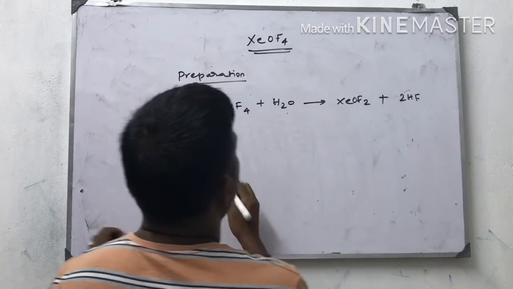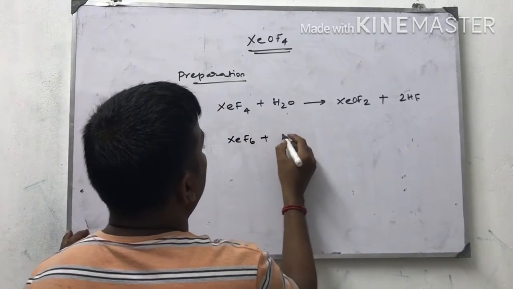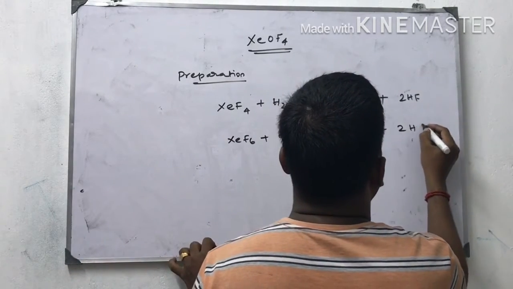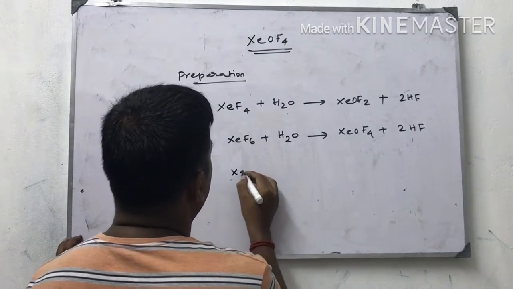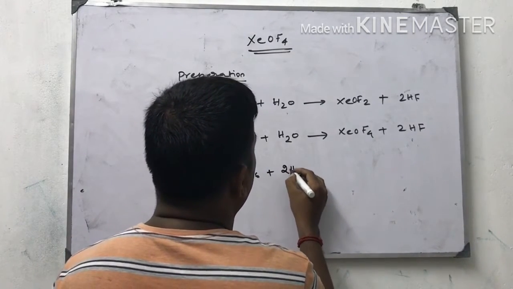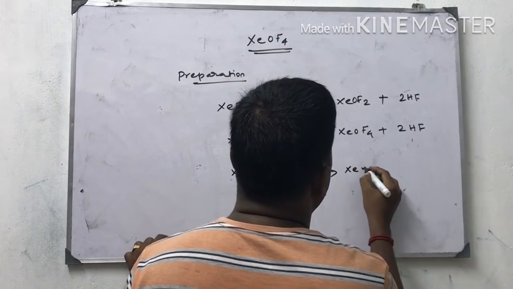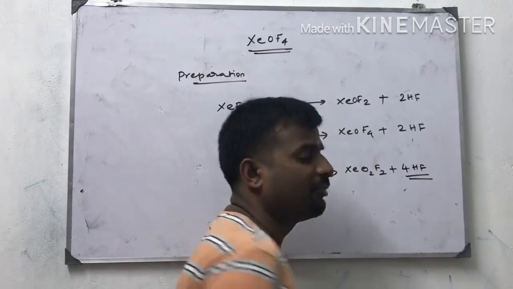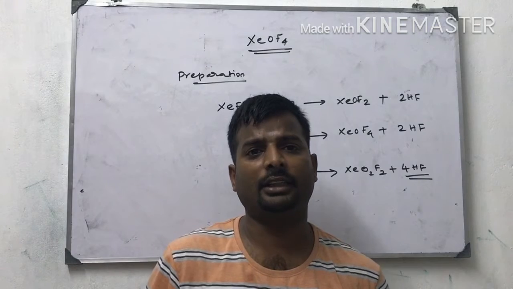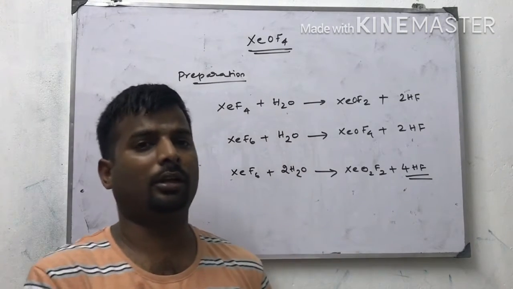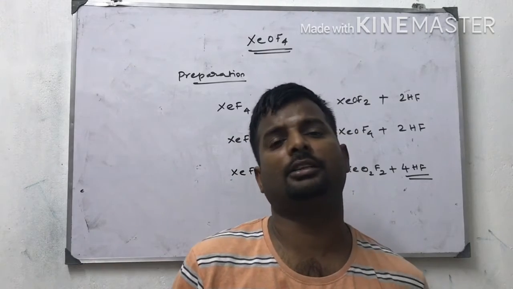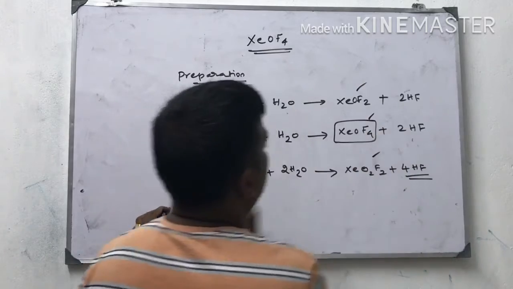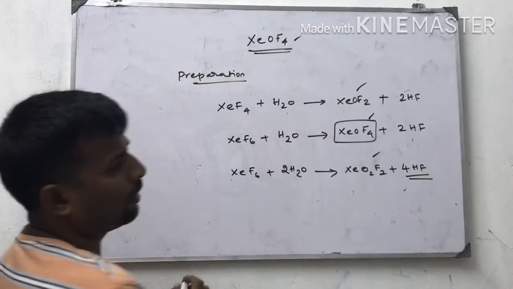Xenon oxyfluoride. Next, xenon hexafluoride reacts with one water molecule and forms XeOF4 plus 2HF. Next, xenon hexafluoride reacts with 2 molecules of water. By hydrolysis, it will give xenon dioxydifluoride with 4 hydrogen fluoride. This HF is a weak acid. What do you mean by weak acid? A weak acid is one which does not readily give up its hydrogen when dissolved in water. So this is preparation 1, 2, 3. This point is important because we are preparing xenon oxyfluoride.